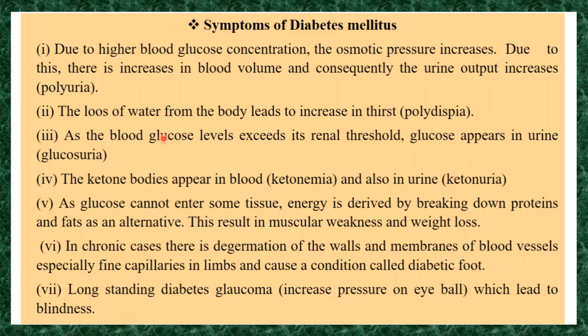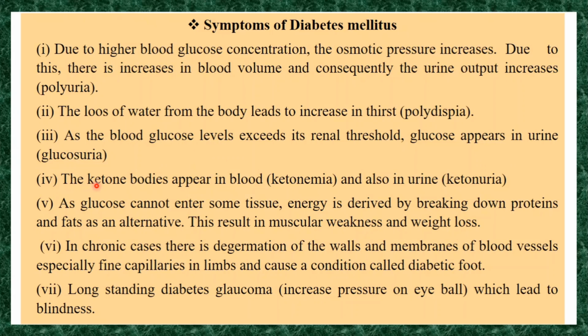So due to higher blood glucose concentration, the osmotic pressure increases, and there is an increase in blood volume and consequently the urine output increases. That is called polyuria. The loss of water from the body leads to an increase in thirst. That is called polydipsia. Then, as the blood glucose level exceeds its renal threshold, glucose appears in urine. That is called glucosuria.